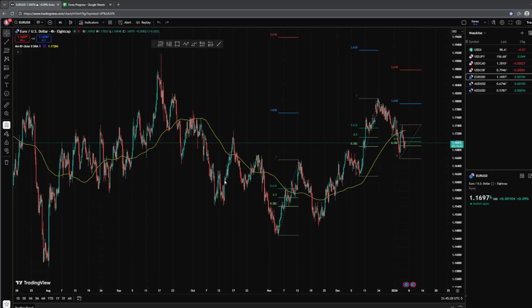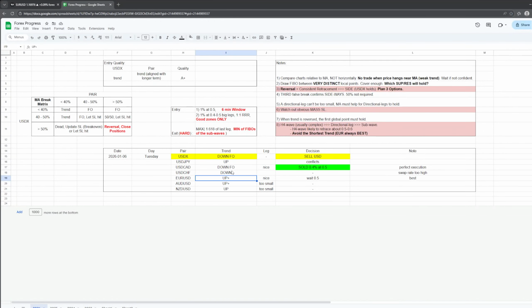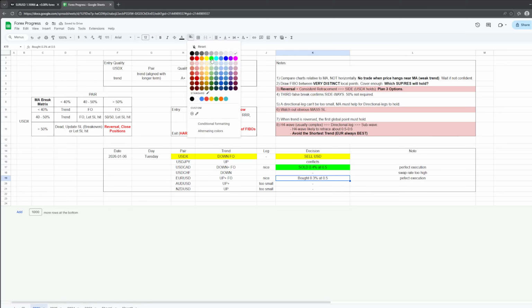Euro USD market is up. Currently doing a fake out, which is fine, and I bought 0.3% of my account at 40% retracement. That was a perfect execution on my side. So let's annotate that.